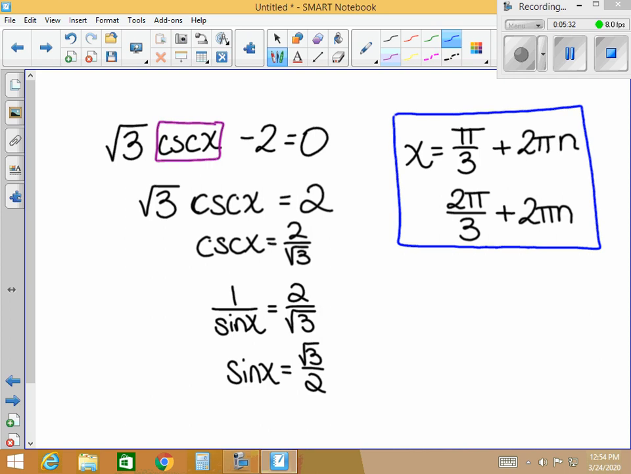There's an infinite number of solutions. If I just say pi and 2 pi, pi over 3 and 2 pi over 3, that's not enough. Those are the ones between 0 and 2 pi. But if they said find all of them, then I need to include the period and say if I add or subtract a multiple of 2 pi from these values, I'd also be at a solution.